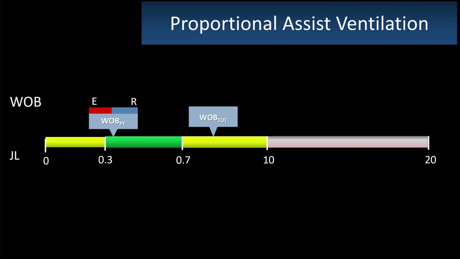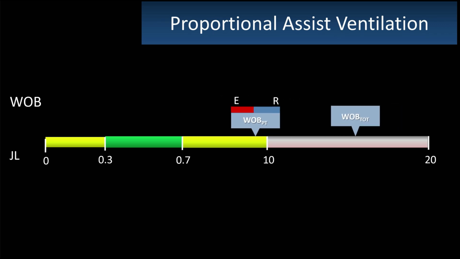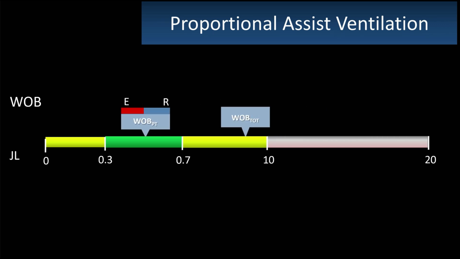Hence this wonderful work of breathing bar. The green zone from 0.3 to 0.7 joules per litre is the sweet spot. In PAV, the patient's work of breathing and the ventilator work of breathing are effectively locked together so that the two pointers move in synchrony.